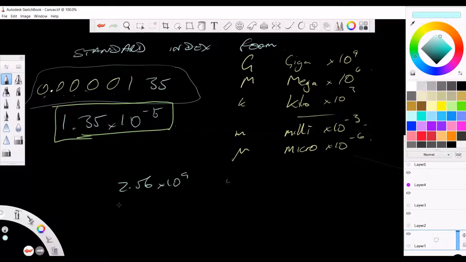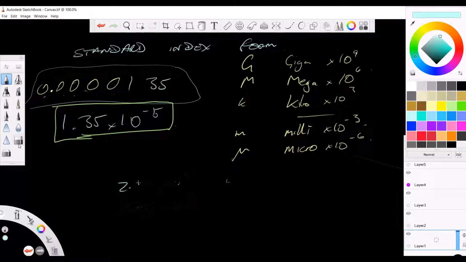But if I press ENG again, it says 2560 times 10 to the power 6. So 2.56 gigahertz is the same as 2560 megahertz. So if all the answers are in megahertz, just press ENG to get it in gigahertz, and then press ENG again, and it will get it in megahertz.